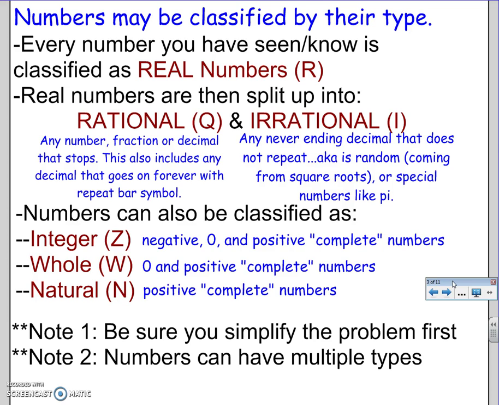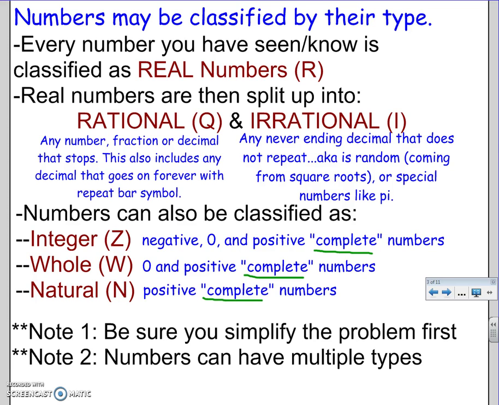After that, there's a special category that's integer, Z, whole, W, natural, N. These only work if they are complete numbers. So complete is like a solid, kind of like a whole number that you count with, like 1, 2, 3, 4, 5, 6, no decimals. Notice that integer is negative, 0, and positive. Whole is just 0 and positive, and natural is just positive. So they're very similar. Integer is everything.